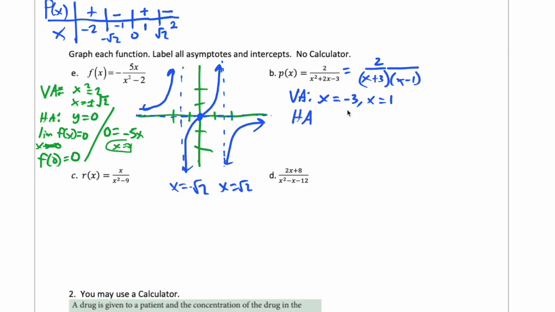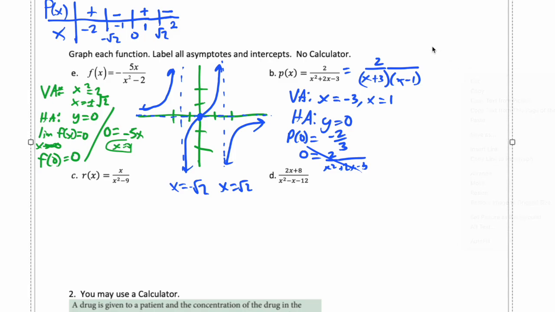Horizontal asymptote, again, if the degree of the polynomial in the numerator is less than the denominator, you're going to get y equals 0. And x-intercept, let's do y-intercept first. P of 0 equals negative 2/3. And there's no x-intercept. If you solve 0 equals 2 over x squared plus 2x minus 3, there's no solution. So this is all the information we have, and we're ready to graph it. Let's do that. So let's make a graph over here.